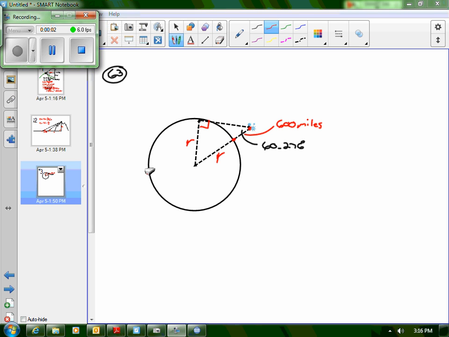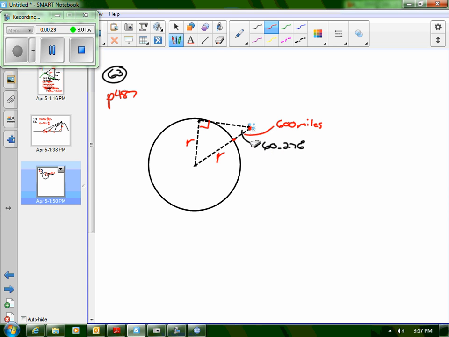Alright, it's problem 63 on page 487. This circle, if you look in the book, you can see it, but this circle represents planet Earth. These little twinkle stars here represent a satellite that's 600 miles above the surface of the Earth. What we're going to try and do here is find the radius of the Earth.